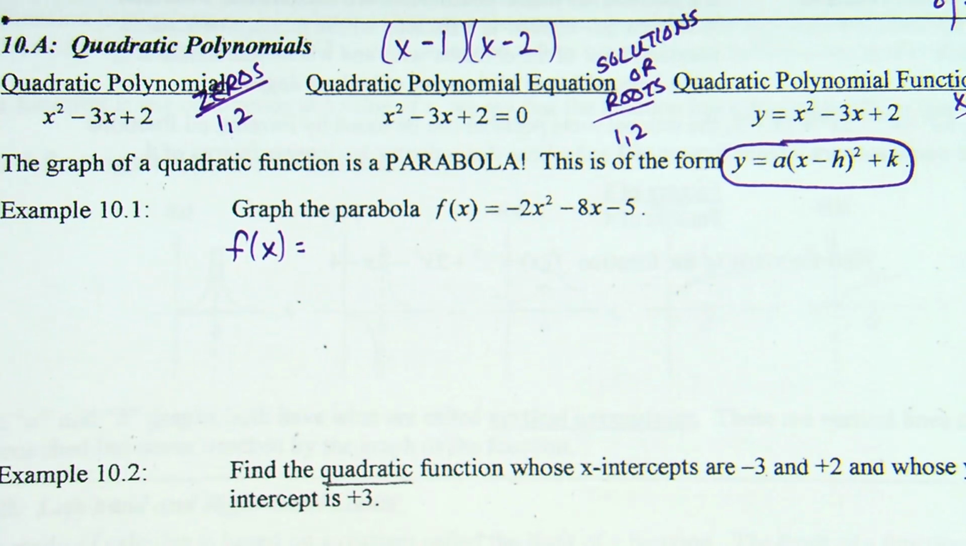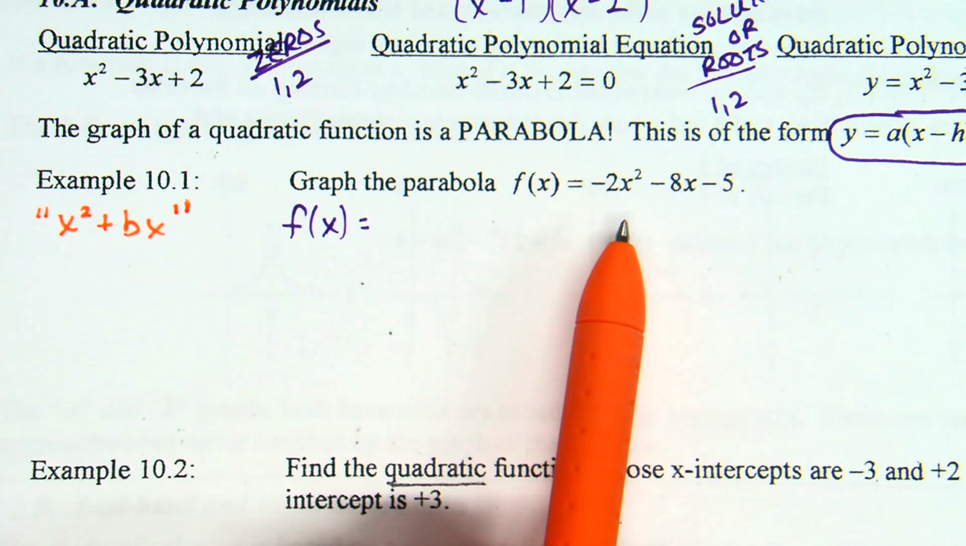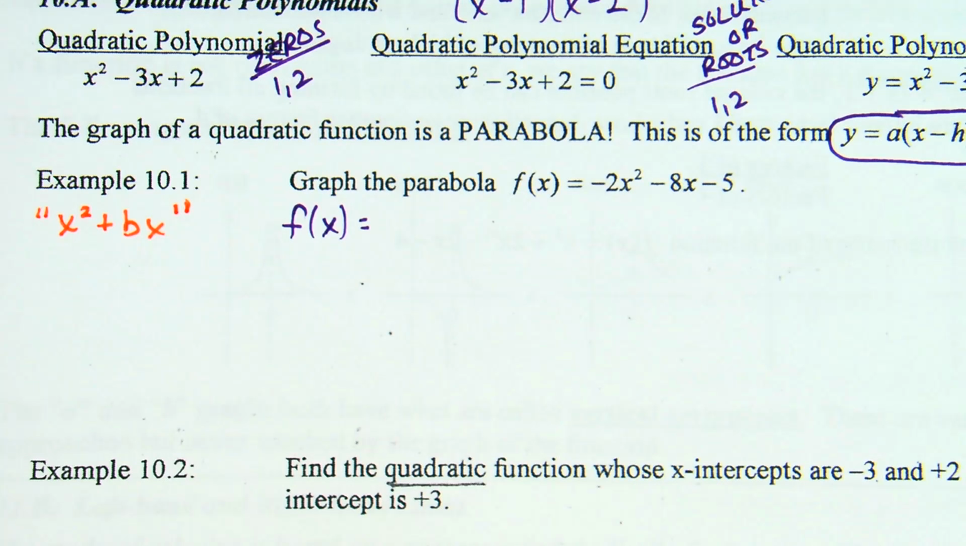Okay, we need it in the form, and just to generalize, I say x squared plus bx. When I say plus, that can be a positive or a negative, but it's x squared plus bx. As I look at mine right now, do I have a 1x squared? No. And because this is set up as a function, I can't divide the negative 2 to the other side. So instead, we're going to factor out the negative 2.